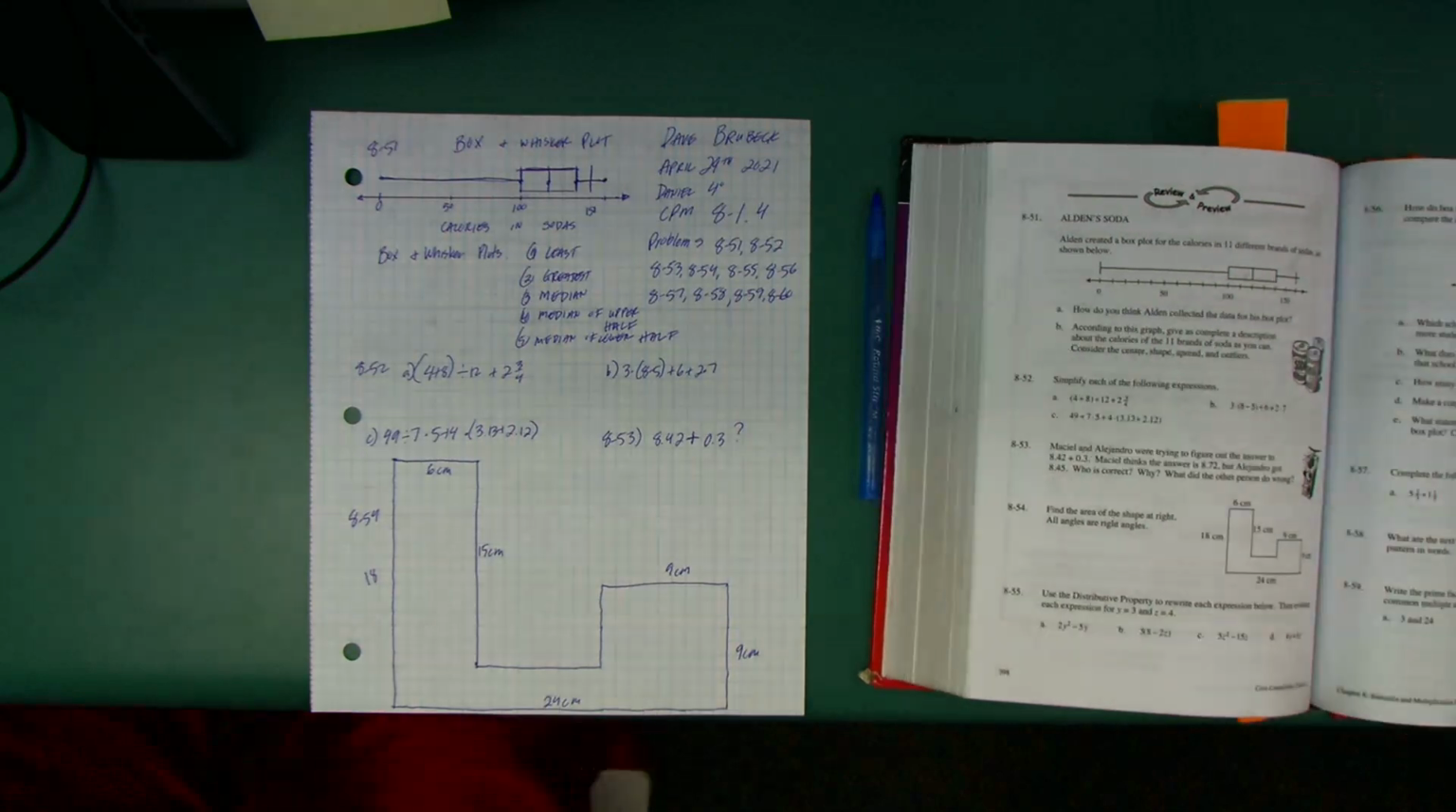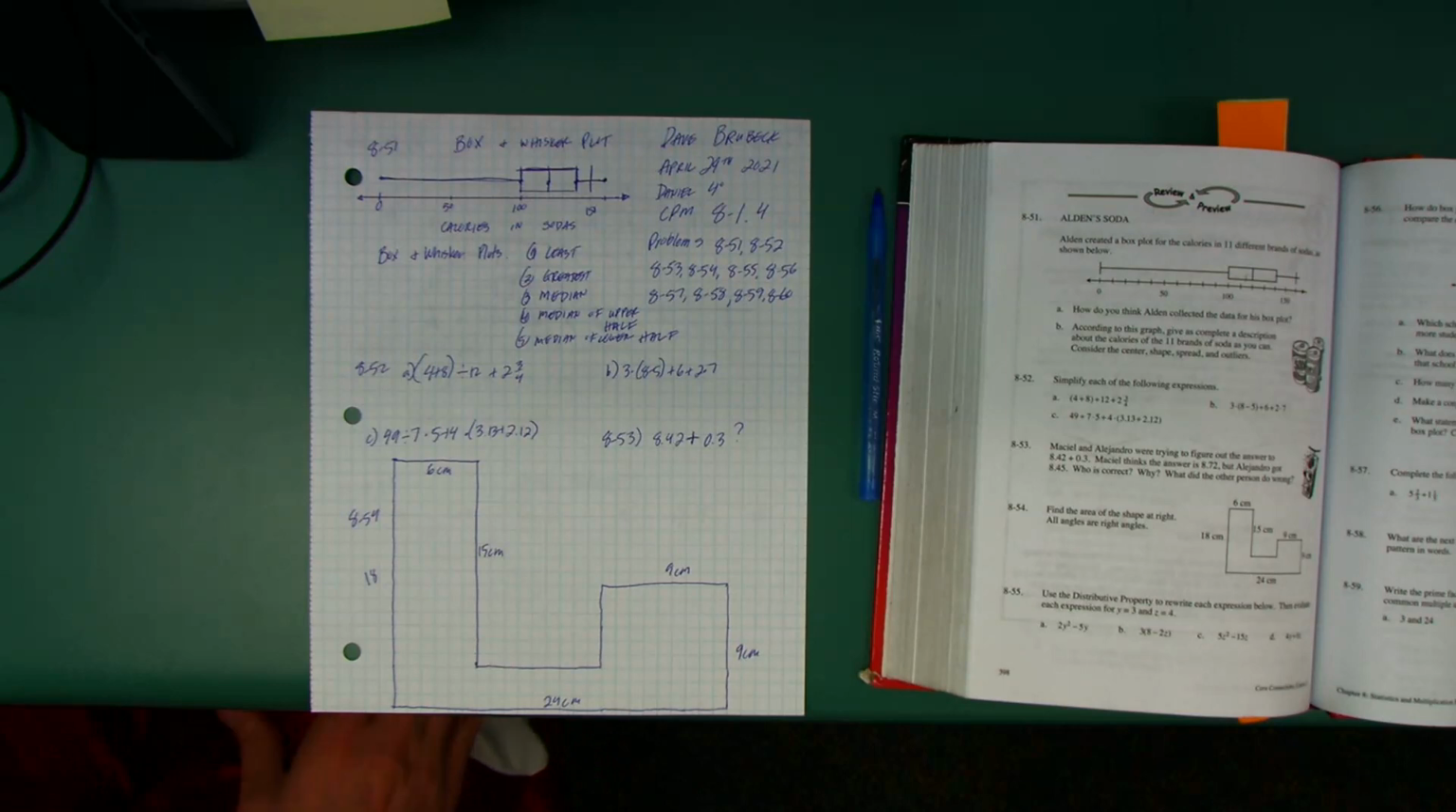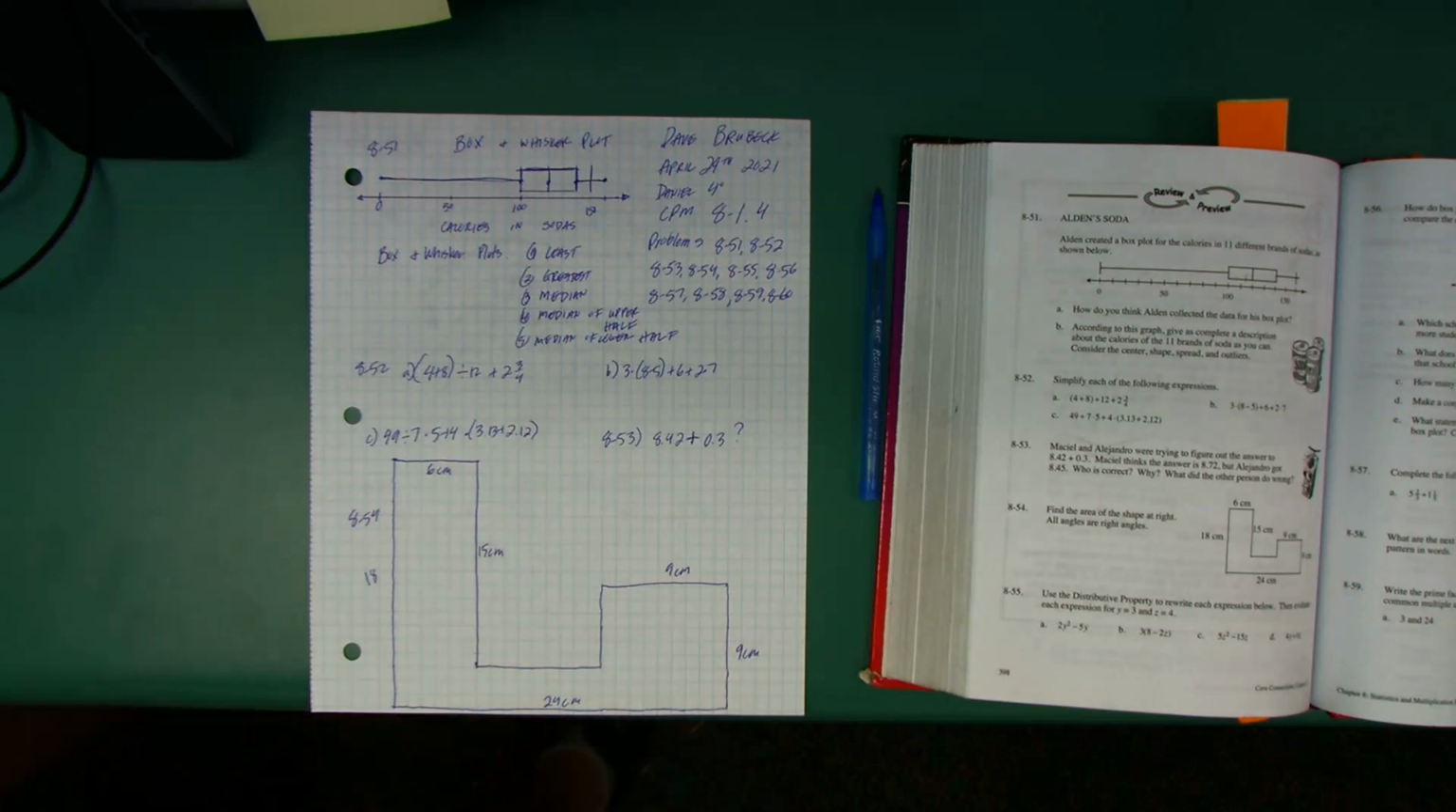But we're digging into Chapter 8. And Chapter 8 has something that we're going to start with called a Box and Whisker Plot.